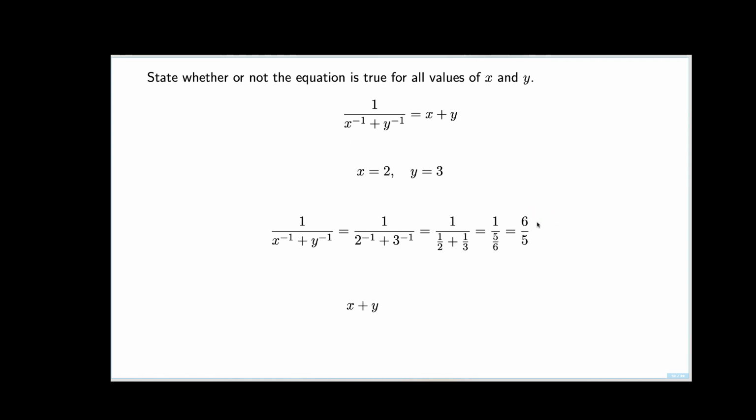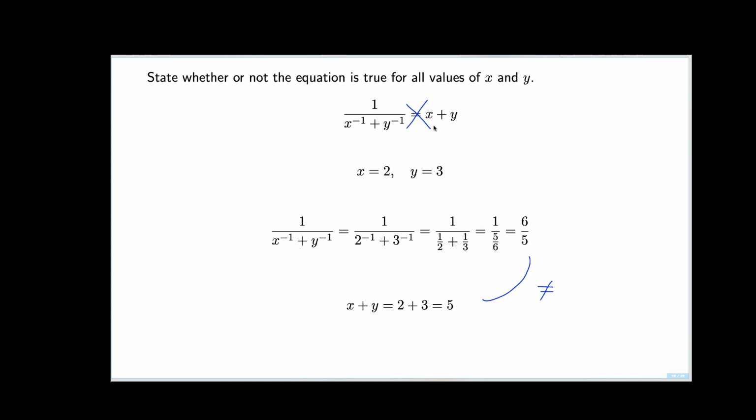What about the right-hand side? Well, x plus y is equal to 2 plus 3, which is equal to 5. These two quantities are clearly not equal to one another. So just by checking the expressions for a value of x and a value of y, we're able to determine that this equation is actually not true for all values of x and y.